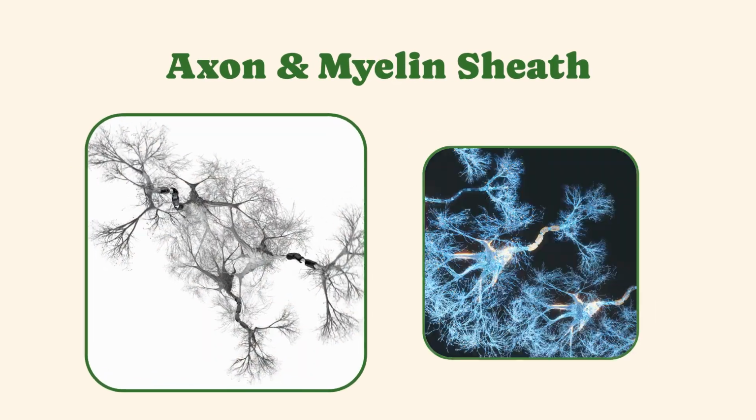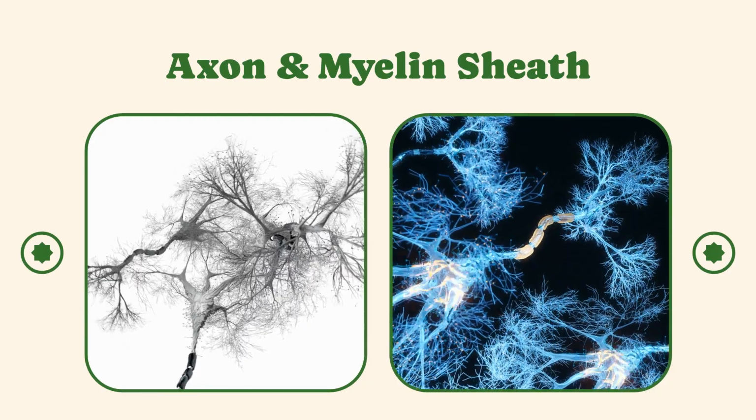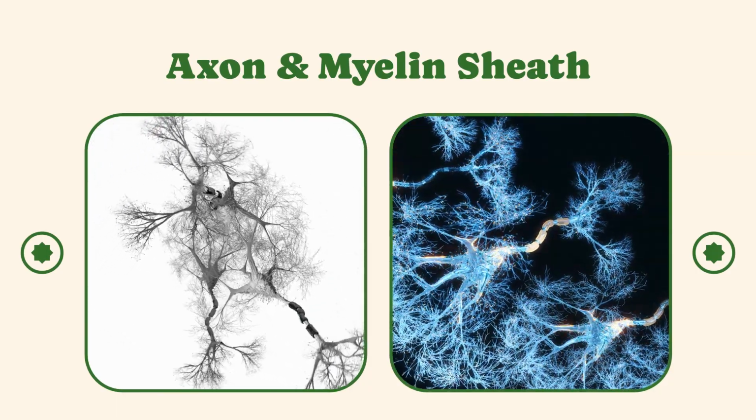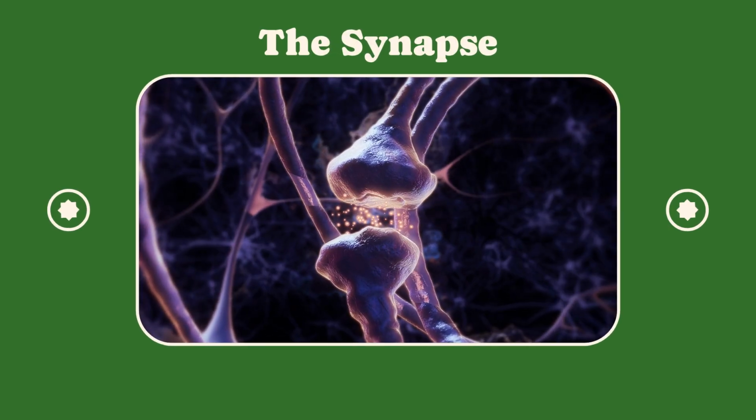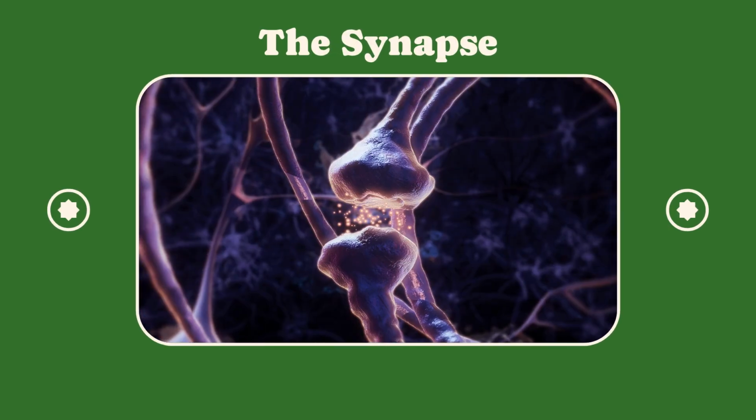The axon transmits the signal away from the cell body, and the myelin sheath, a fatty layer, acts as insulation to speed up transmission. The synapse is the crucial junction between neurons, where signals are passed chemically using neurotransmitters.